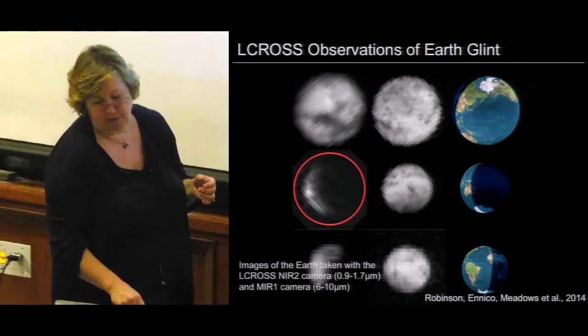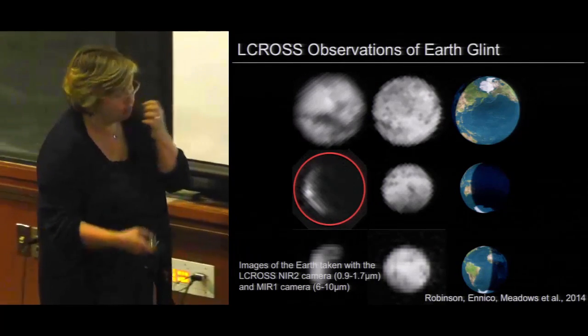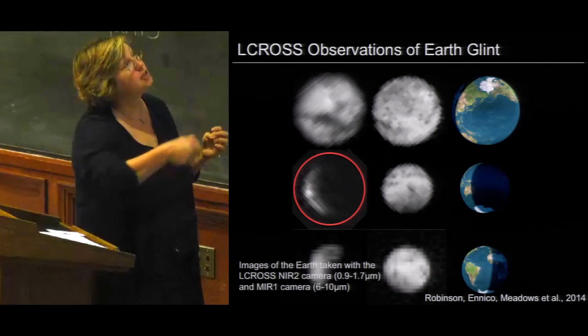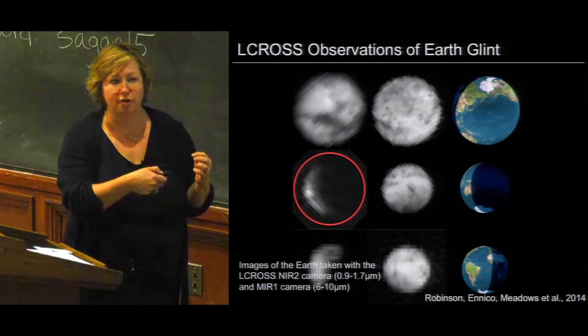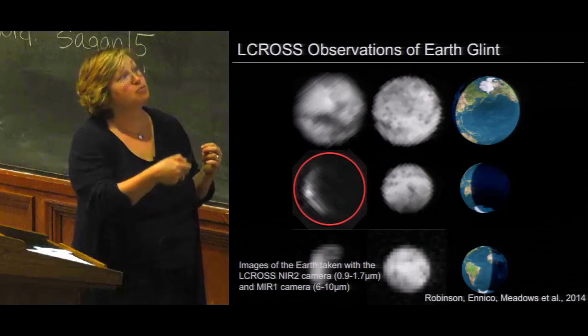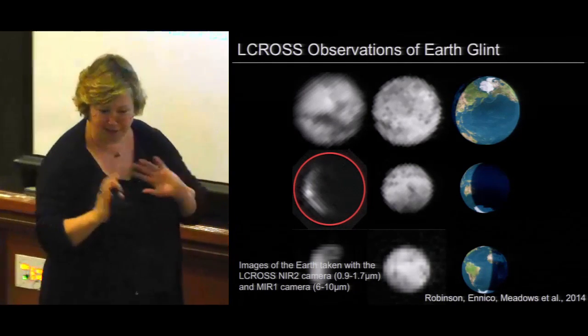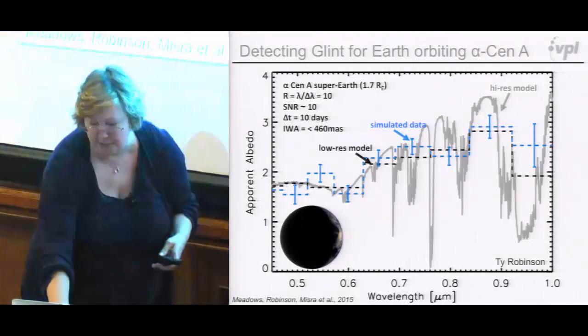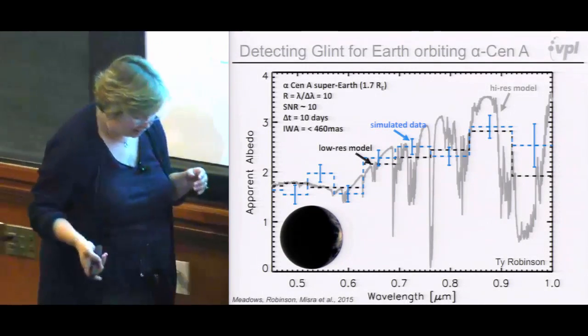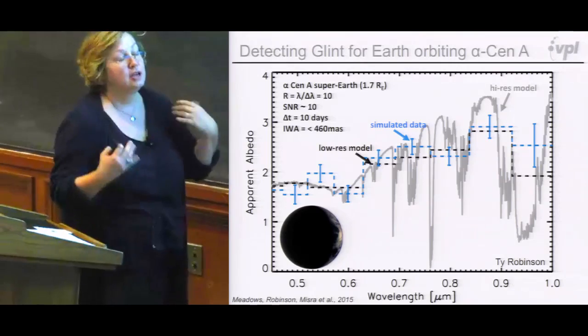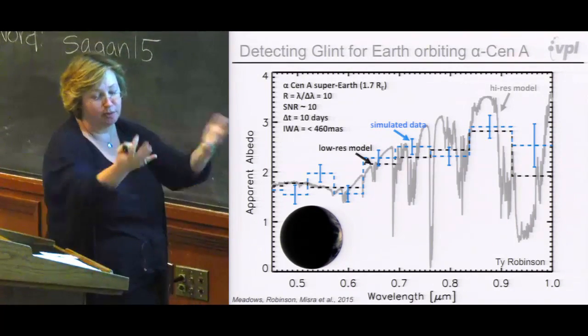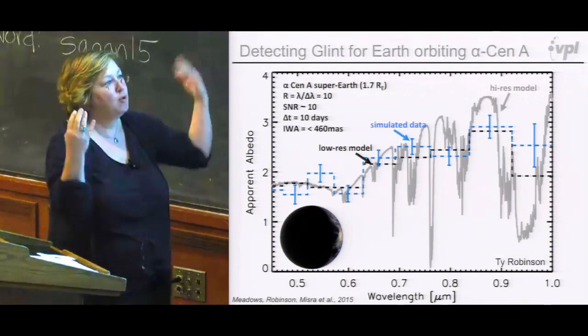So we've since actually validated this technique using actual observations of the Earth taken by the LCROSS spacecraft. Can you all spot the ocean on this planet? Right, it's pretty obvious. So imagine that in one pixel, and imagine that it doesn't behave like that at different phases, and that's the sort of measurement we would like to make. So we figured out for our canonical object at 10 parsecs, we probably couldn't do glint. And we said, well, why not go for gold?